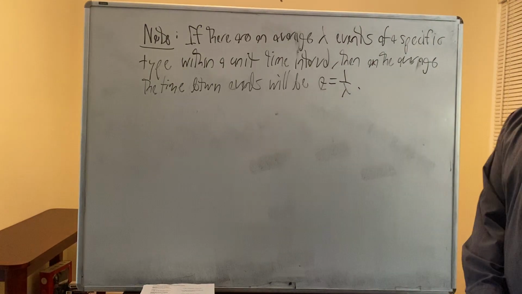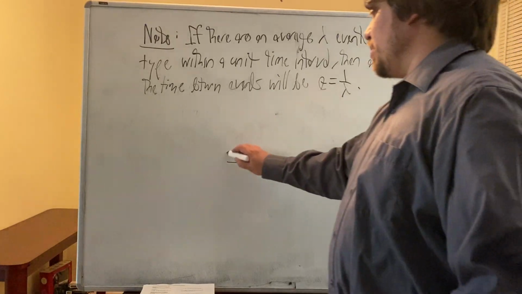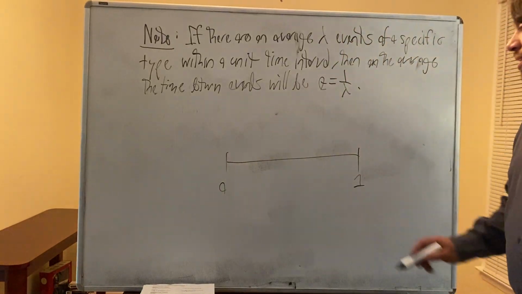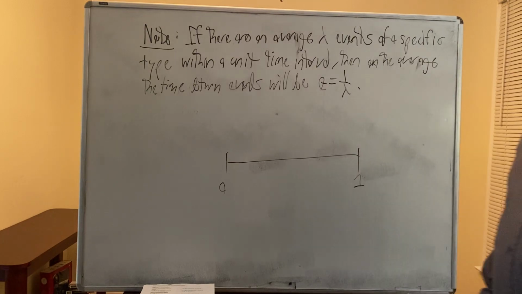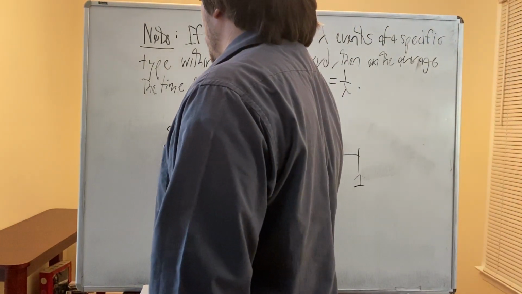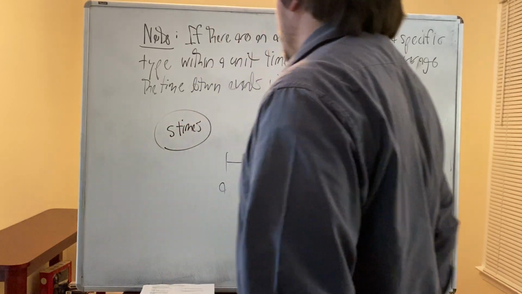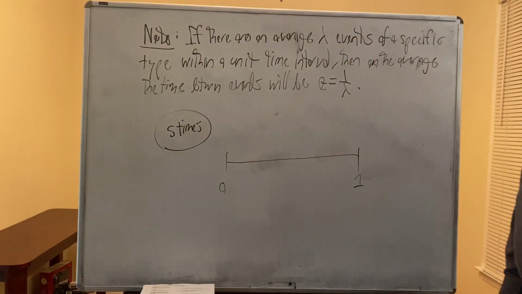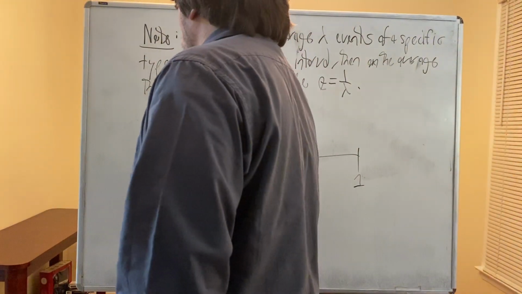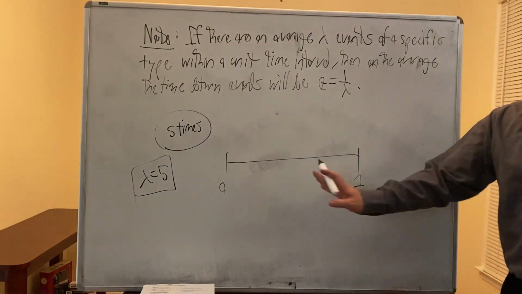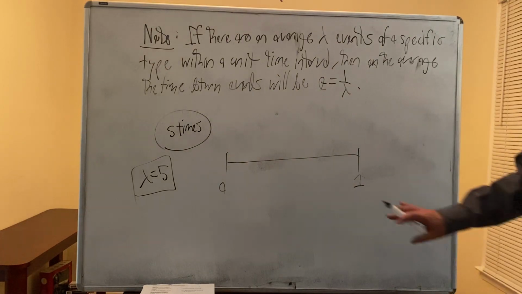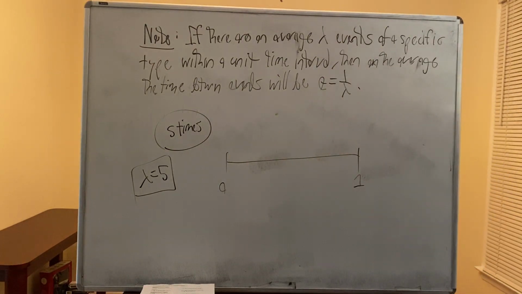Okay, so for instance, let's say you had 1 hour, and let's say the event happened 5 times during that 1 hour, right? And so lambda would be 5. Lambda's 5 because the event happened 5 times in that unit time interval. So the unit of time is an hour, and it happened 5 times in that hour.